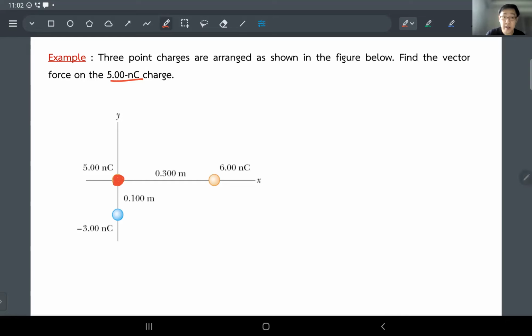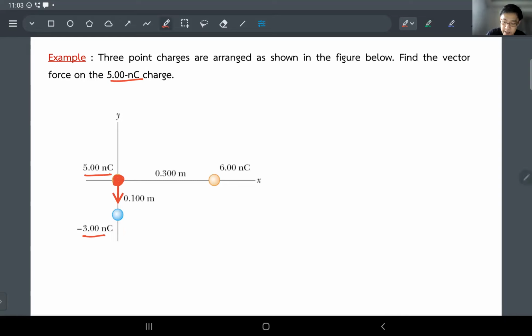You can see that there will be a force acting between this 5 nanocoulomb and the negative 3 nanocoulomb. And you guys know that opposite charges attract. So that means the force acting on the 5 nanocoulomb charge will be pointing downward. Does that make sense? Maybe I draw a small vector, it's going to be a little easier to see. Here we go. So you get a downward force, the blue pulling down the red.